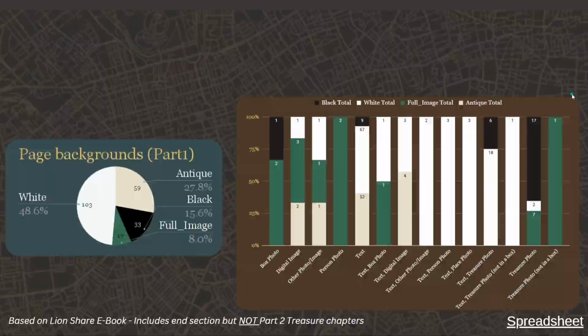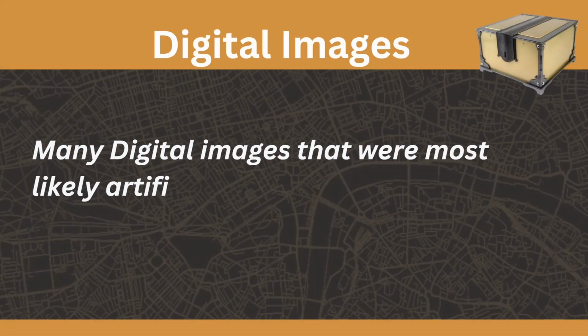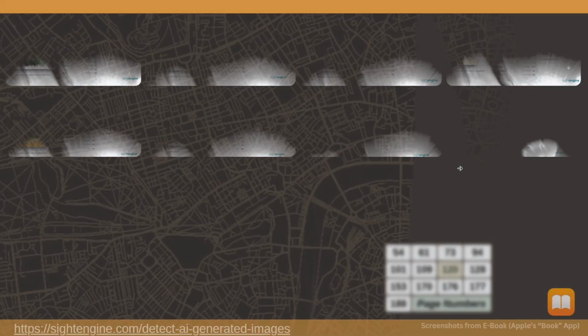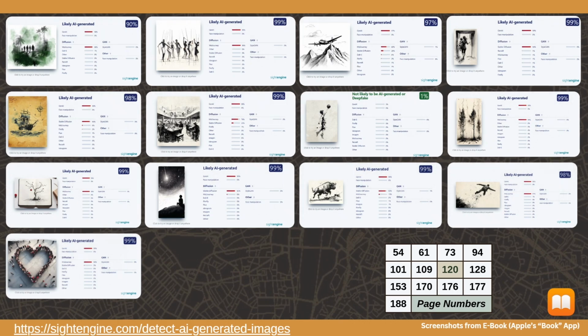Now, the next part that I wanted to discuss was the digital images. There are a lot of digital images that were artificially created or created with AI. I went ahead and used a tool for detecting AI-generated images. It's Site Engine, the source that I used, and I just put in all of the ones that to me looked like they were AI generated and went to see. The majority of them did seem like Midjourney or Stable Diffusion was used.